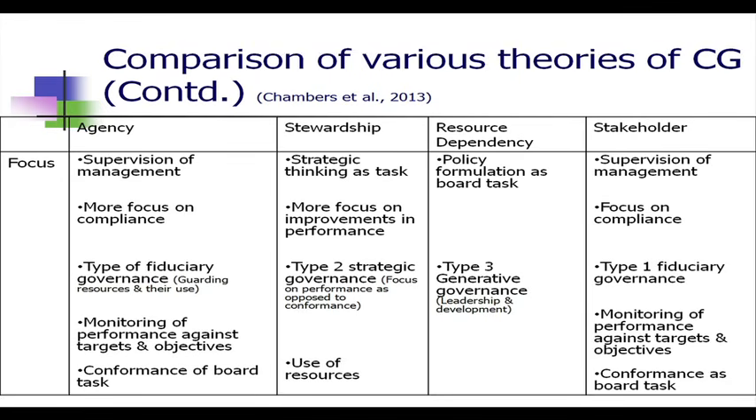Then stakeholder theory, the focus is on supervision of management, focus is on compliance by the management. They again have type 1 fiduciary governance, which is guarding resources and their use, because they want to make sure that the interests of the stakeholders are looked after, and stakeholders also want some accountability. They again monitor performance against targets and objectives, and the board task is conformance here.